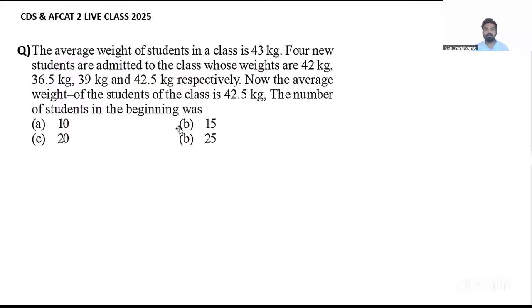The average weight of a student in a class is 43 kg. Four new students are admitted to the class whose weights are given. Now the average weight of a student is 42.5 kg. We need to find the number of students in the beginning. Suppose there were n in starting. So the average is 43, into n.